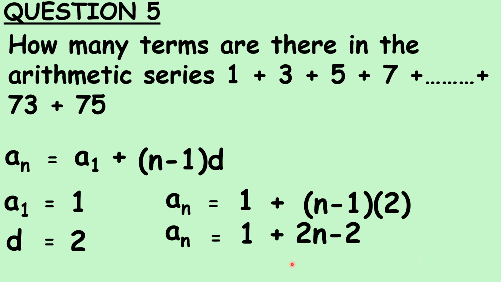So let's simplify. So 1 and minus 2. So 1 minus 2 is minus 1. So when we simplify this, we'll have an is equal to 2n minus 1. So this is the general term for this particular arithmetic progression series. But we know what the an term is. In this particular case, 75. So we'll solve for n.